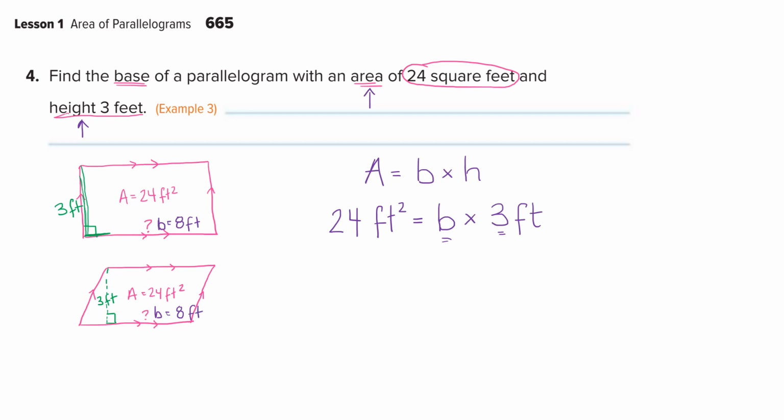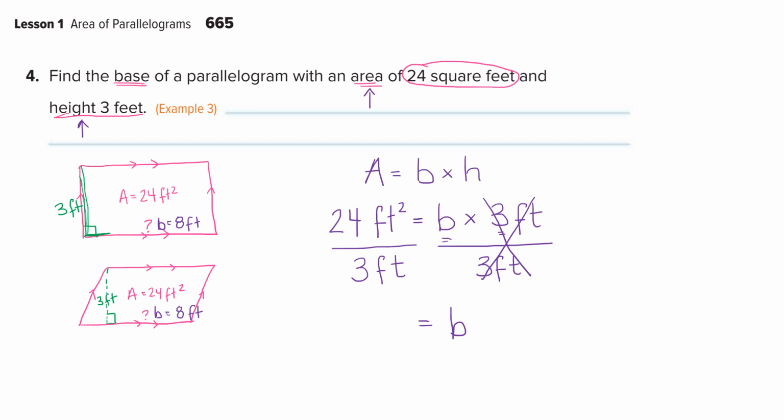Now, I'm going to prove that to you algebraically, though. We're going to divide both sides by 3 feet. 3 feet divided by 3 feet cancels each other out, which leaves us B on this side.